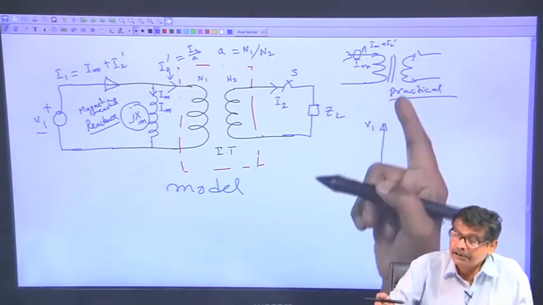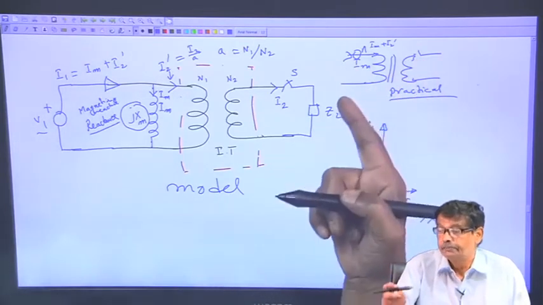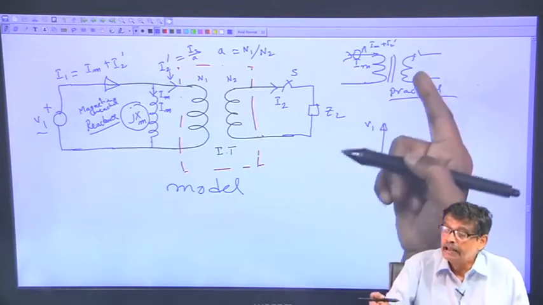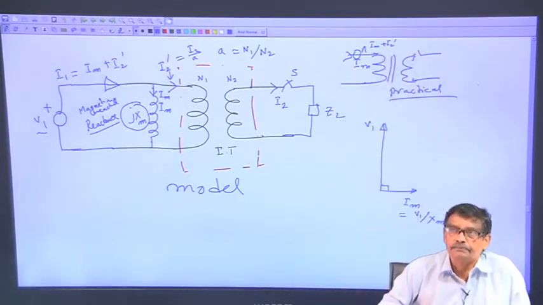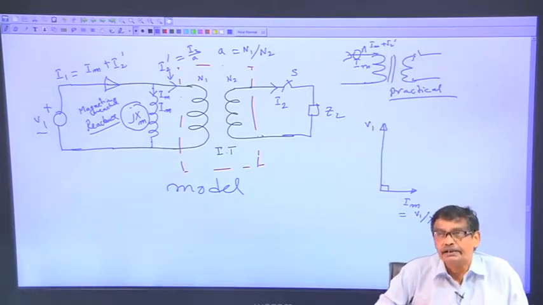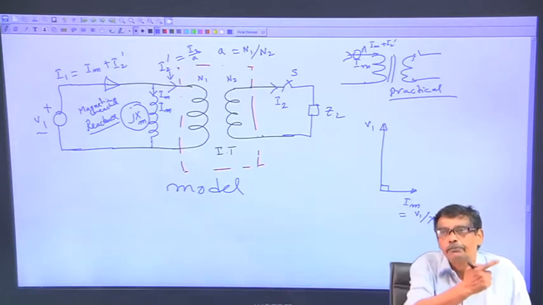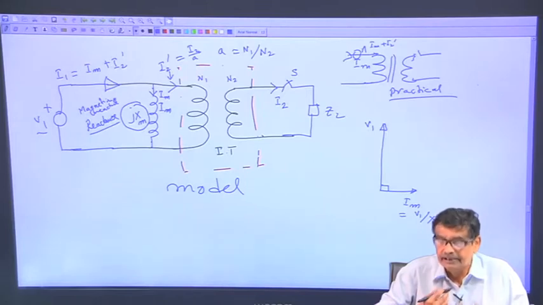But it was our thought process which led us to believe that this is what is happening in a practical transformer. With S open, current drawn from the supply is finite, the magnetizing current I m, and when S is closed it must be I m plus I 2 dashed, because net MMF in the circuit has to be N 1 into I m. Why? Because flux in the core is decided by supply voltage and frequency. Nobody has any say on that.